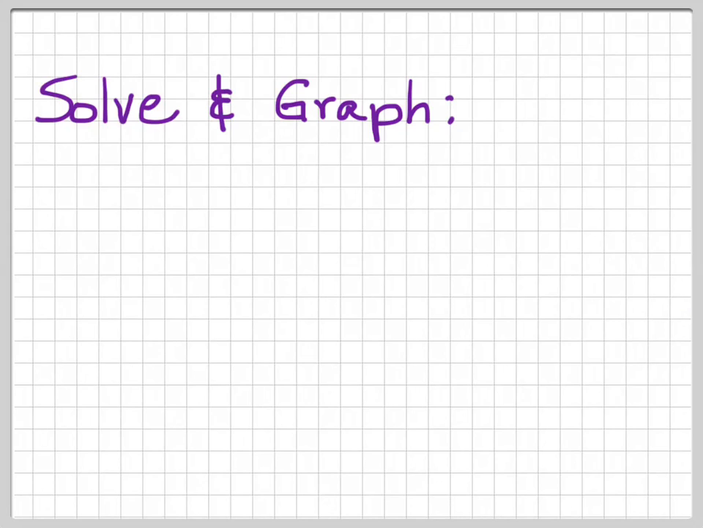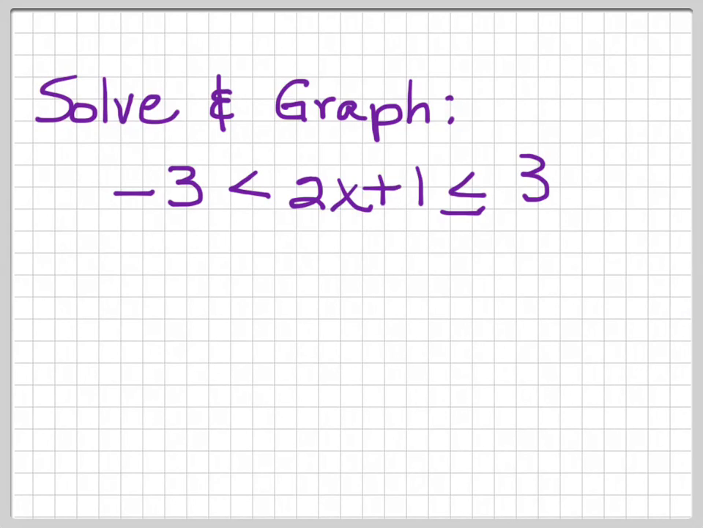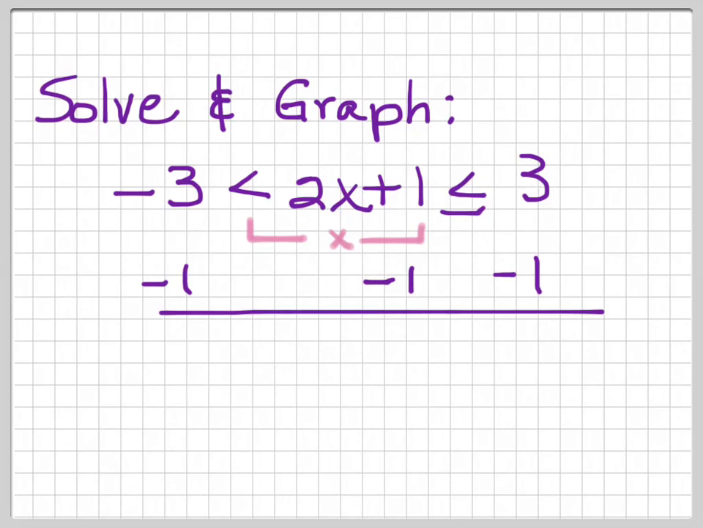So if I wanted to solve and graph -3 is less than 2x plus 1 is less than or equal to 3, obviously this x is going to lie between two numbers. We're not sure what they are yet because we have the 2x plus 1 in the center. But we're going to employ all of the things we know about algebra and about solving linear equations. So I'm going to start by adding or subtracting 1 from both sides because I eventually want to get the x by itself. So if I subtract 1 from both sides, then I'm going to have -4 is less than 2x is less than or equal to 2.